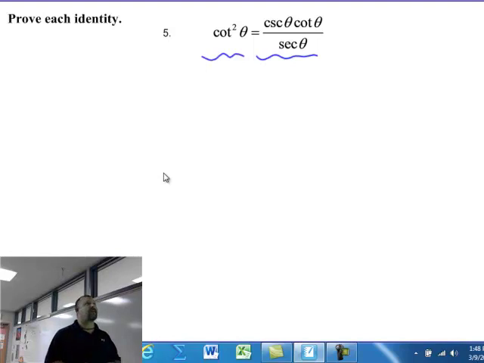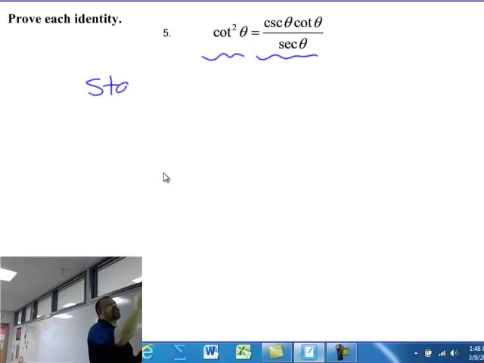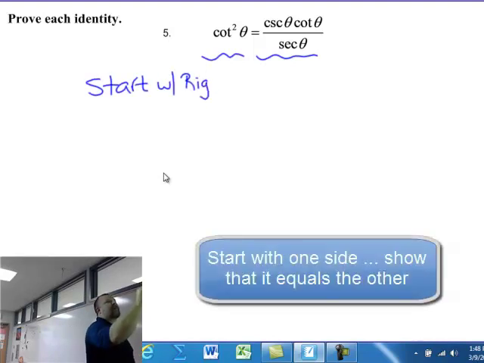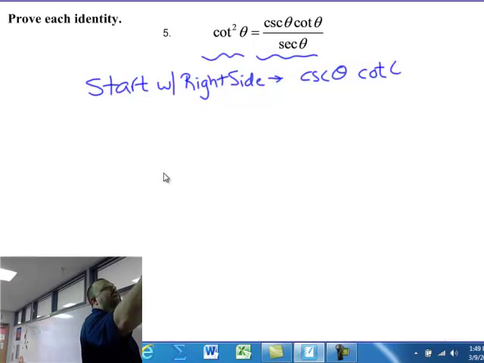We should start with the yucky side. And yucky, by definition, is more than 1 term, more complicated. So you should probably write this down just so we know which side. We're going to start with the right side. Is that okay? We're going to say that cosecant of theta times cotangent of theta over secant theta.